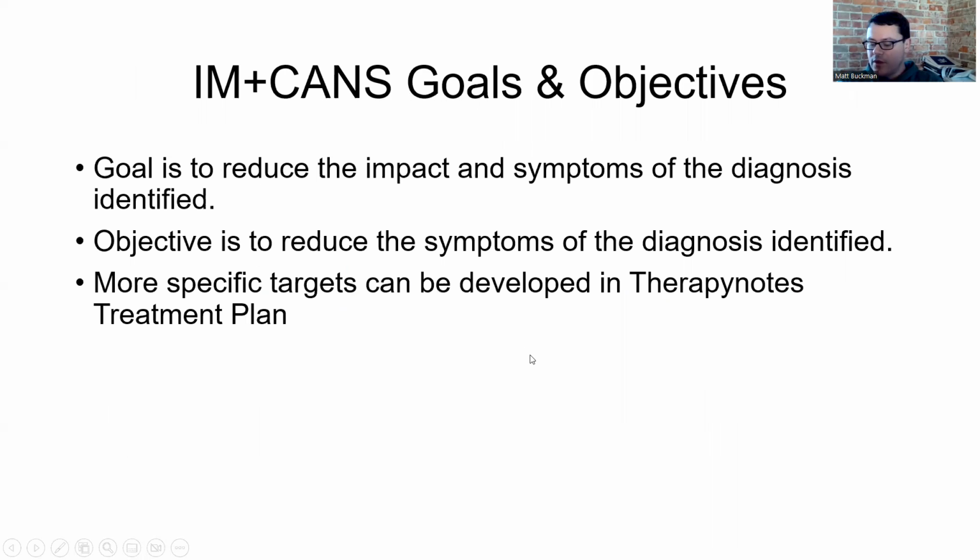Remember, although you might have more specific objectives that you're going to put in your therapy notes, here in the treatment plan we want to go with general goals and objectives. We want those general goals to be to reduce the impact and symptoms of the diagnosis. So reduce impact and symptoms of anxiety disorder, of post-traumatic stress disorder or PTSD, of adjustment disorder. And then the objective is to reduce the symptoms of blank, adjustment disorder with mixed disturbance of emotion and conduct, et cetera, et cetera.